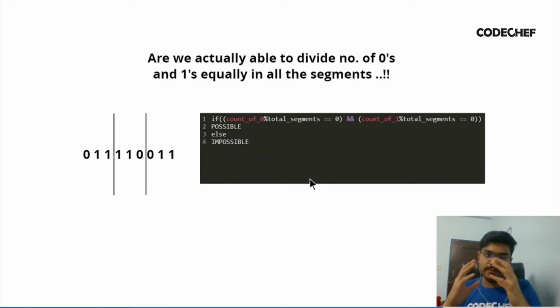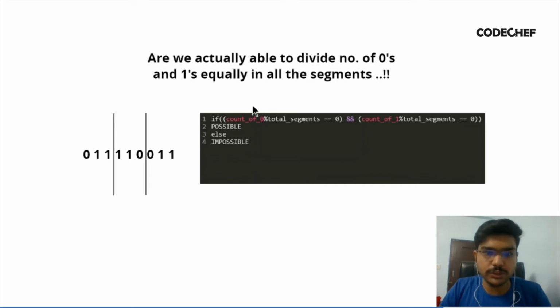And if we have 10 zeros and 3 segments, then we cannot divide the zeros to each segment equally, because it will leave one remainder, that is 1 zero is left. If we put 3 zeros in each segment, then 1 zero will still be left. So where will we put that zero? To divide equally the total number of zeros and the total number of ones, we need to check that if count of 0, where count of 0 is storing the total number of zeros.